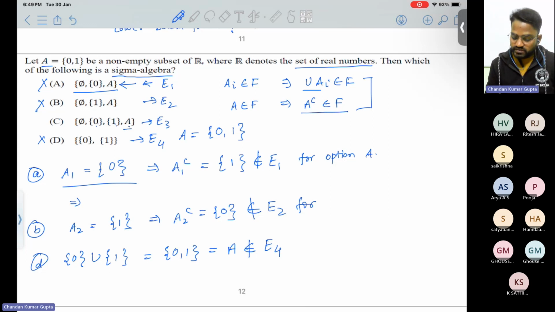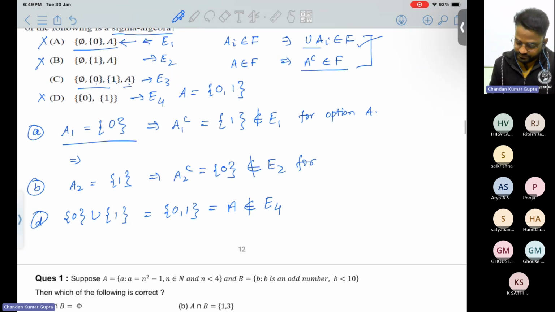We also check the union property. So consider any two elements in option C, like 0 and 5. It comes out to be 0. 0 and 1 come out to be {0, 1}, which is equal to A. A union any member of this gives A. So each and every condition follows. So option C is the right one.